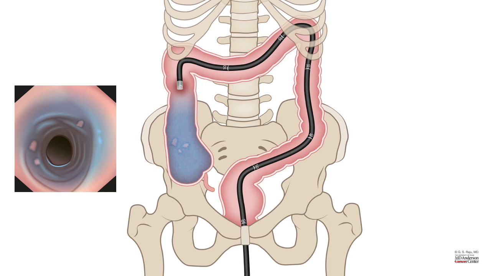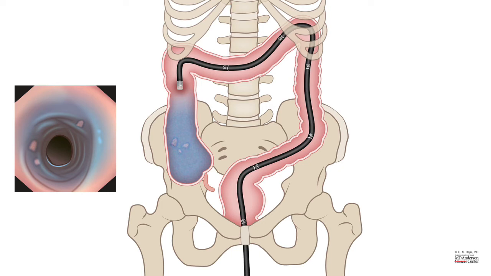Lynch syndrome. Lynch syndrome is a condition where families are at high risk for colon cancer. It can go from grandfather to father, father to son, and it can go through several generations of family members who could be affected by colon cancer.